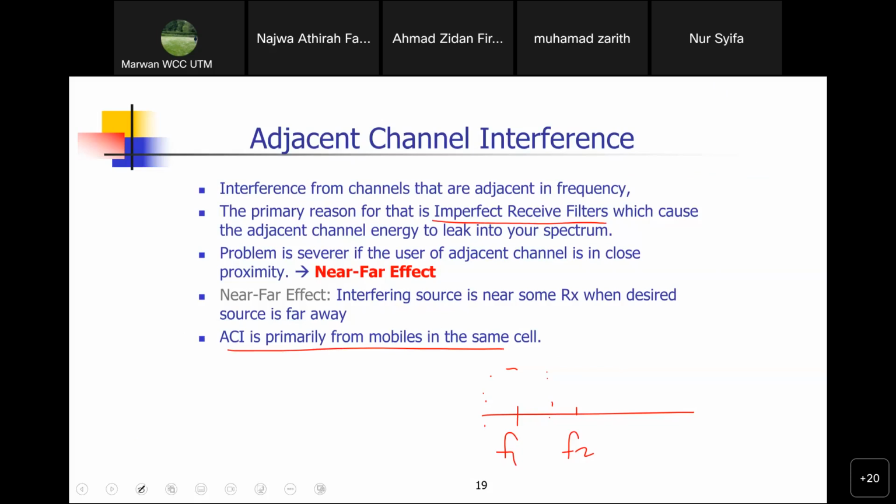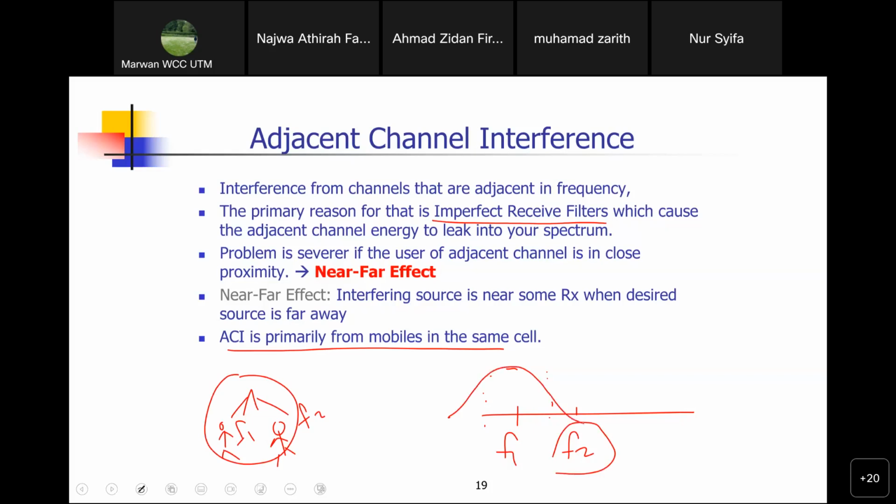Mobile in the same cell. The main problem is when you have the same cell. This is you as the user, and another user is using F2, next to F1. Meaning that there is someone using F2 next to you. Then the signal power from the other user may come to you, and you may also get some of its signal because of the imperfect filter.